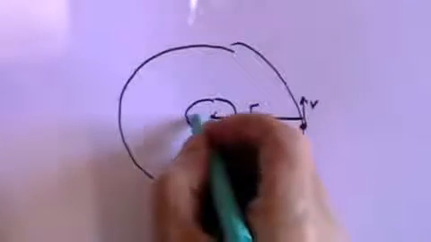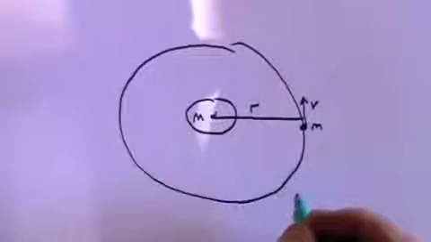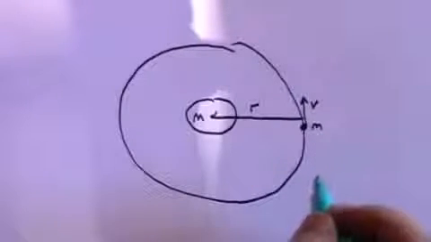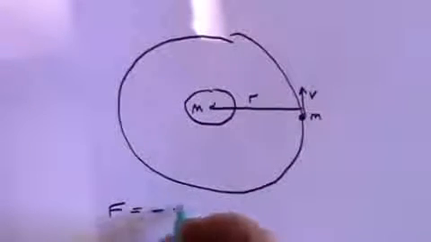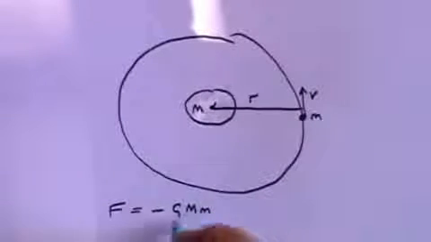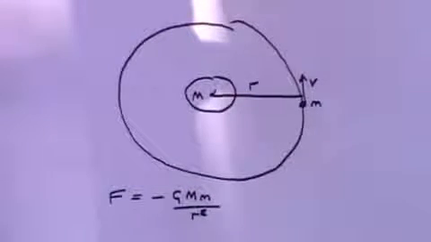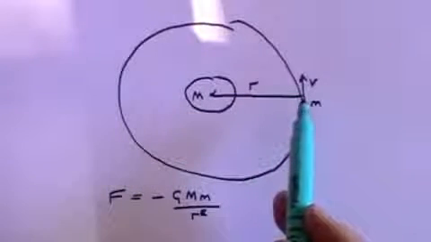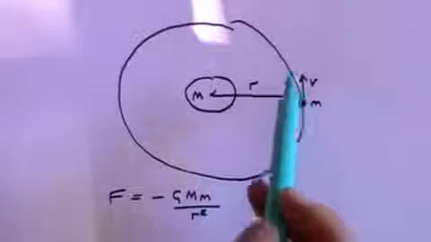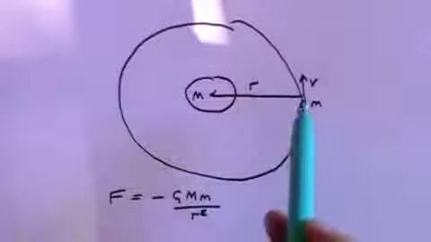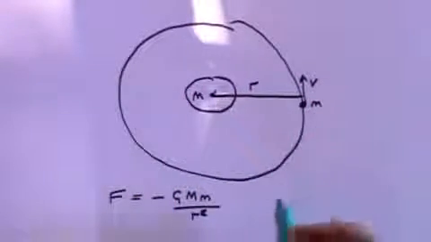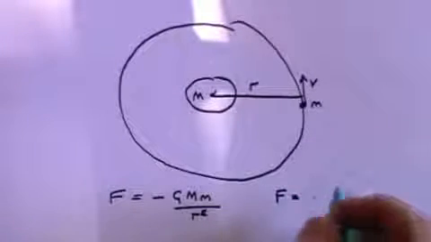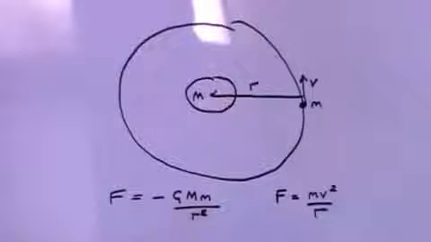Now, if the Earth has a mass, capital M, and the body, whether it be a rocket or spacecraft or the moon, has a mass little m, then we know that the force between those two bodies will equal minus G capital M little m over r squared. That's the force that is acting between this body and the Earth. But if that body is going in orbit around the Earth, then there is a centripetal force that is keeping that body in orbit, and that centripetal force equals mv squared over r.